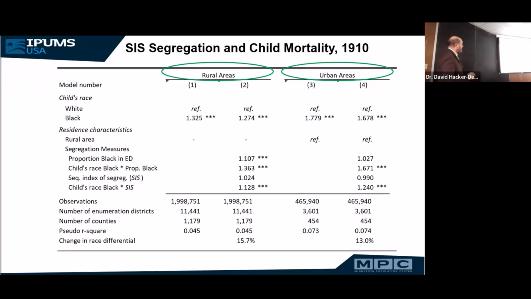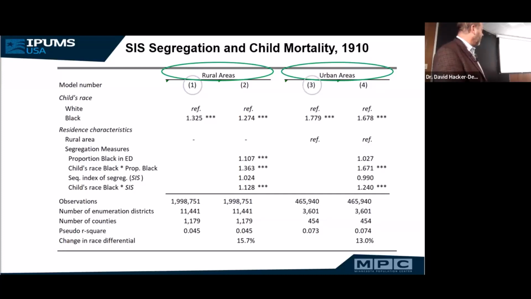In the first model, you're going to see Black children, all things being equal, that we can control for, have about the same as Preston and Haynes found: 30%, 32% higher child mortality among Blacks relative to white children.